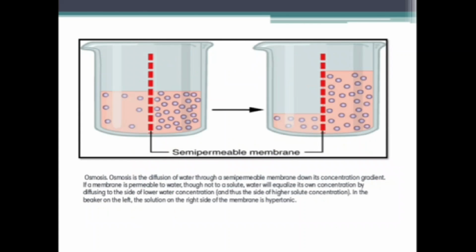Osmosis is the diffusion of water through a semi-permeable membrane down its concentration gradient. If a membrane is permeable to water, though not to a solute, water will equalize its own concentration by diffusing to the side of lower concentration and thus the side of higher solute concentration. In the beaker on the left, the solution on the right side of the membrane is hypertonic.